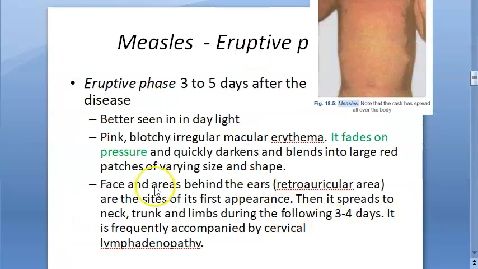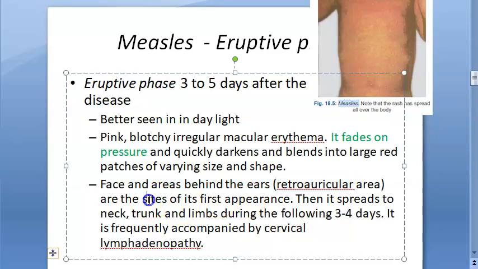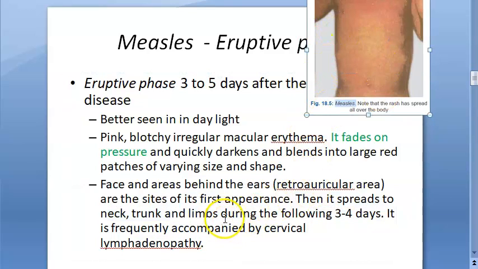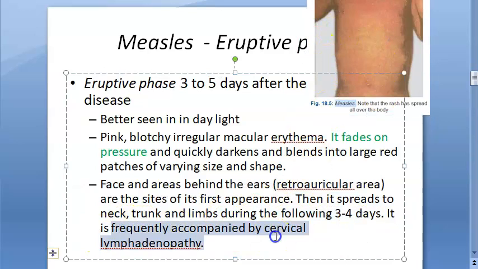Let's look at it. So face and areas behind the ears, retroauricular area are the sites of its first appearance. Then it spreads to the neck, the trunk, the limbs. So you can see here the trunk is affected. Then it is frequently accompanied by cervical lymphadenopathy. So what will be there here? Cervical lymphadenopathy.